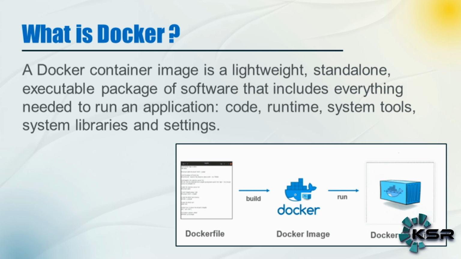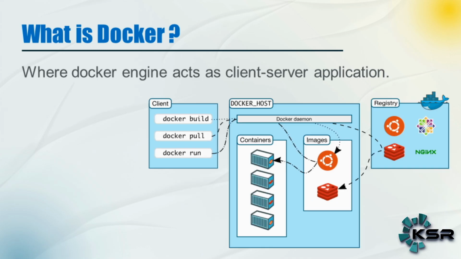The complete set of Docker containers is placed in a place called Docker Hub, where Docker is a client-server application format. If you see here, if a client is sending something, the Docker host acts as a host and gives the things which are needed. It makes things from a Dockerfile to image to container, and then serves a particular application. So that is called a client-server application. Docker is also a client-server application.